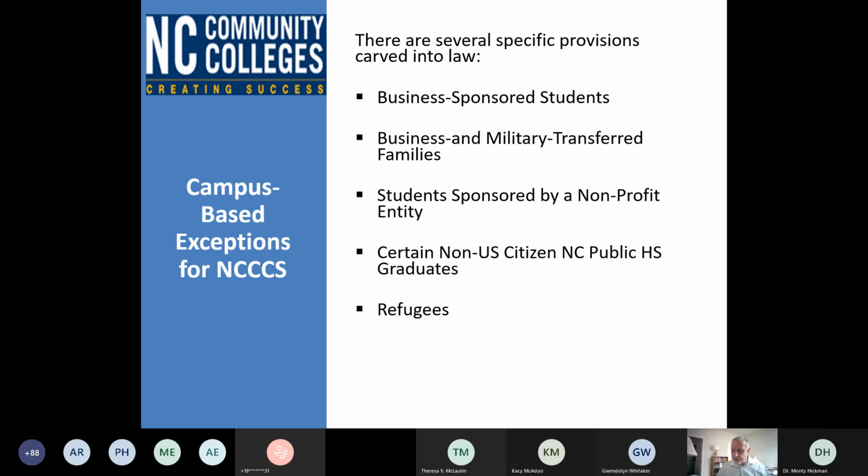Students sponsored by nonprofits, I don't know that you have very many of those, but that's lined out. And again, they have to be residing in North Carolina. Okay. And that's their primary residence. I want to talk about the next one in particular. This has come up for discussion on the last few liaison calls: certain non-US citizen public high school graduates. So we're getting a lot of questions, especially about the next one we're going to get to that was just passed in law about, well, this student graduated high school, but RDS put them out, okay?